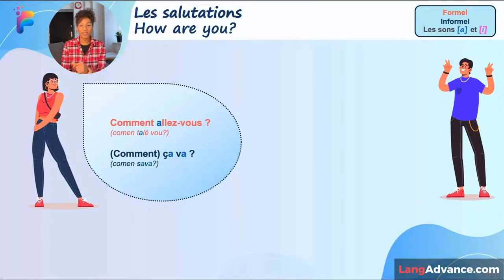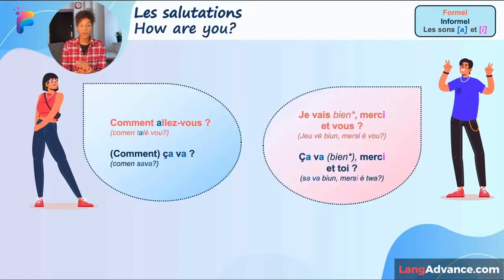Comment ça va? And here, technically, we can drop the comment and just go with ça va. Let's have a look at some answers now, starting with the formal way. Je vais bien, merci. Et vous? Et vous means and you. This is what we use when we want to return the question.